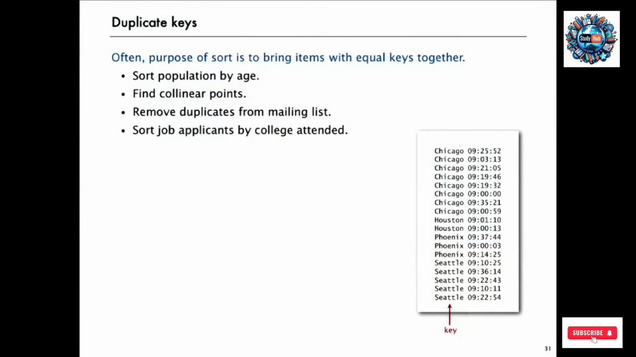Now we're going to take a look at what happens when we have significant numbers of duplicate keys, which is not at all unusual in practical applications. In fact, often the purpose of a sort is to bring items with equal keys together. Like the example that I gave where we had cities and times. There's a lot of detailed data in the times, but maybe the whole goal of the sort is to group them by cities so we can ship out the data for each city to each city.